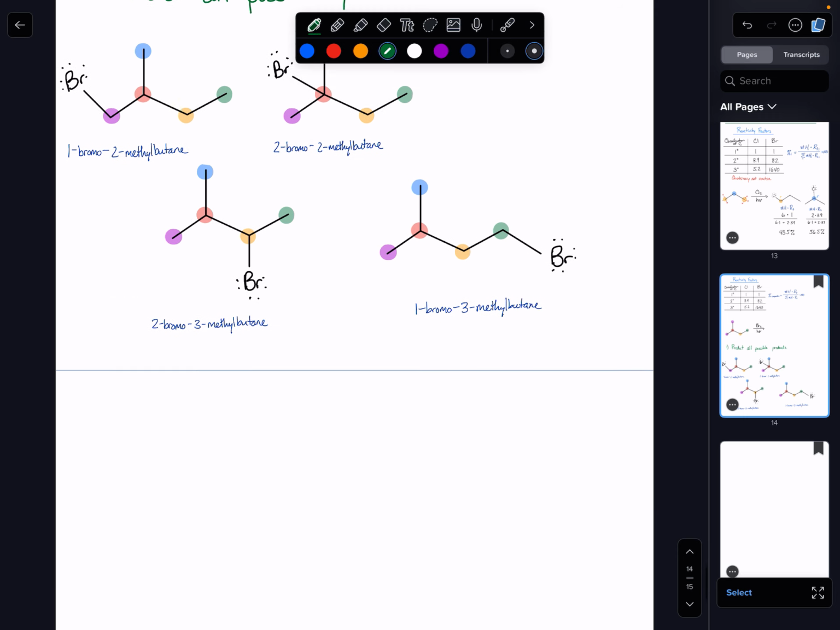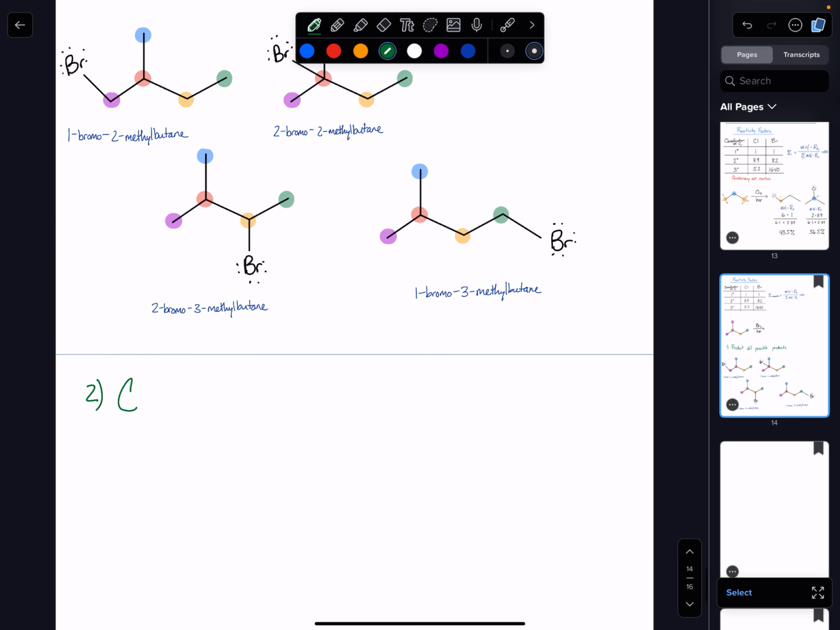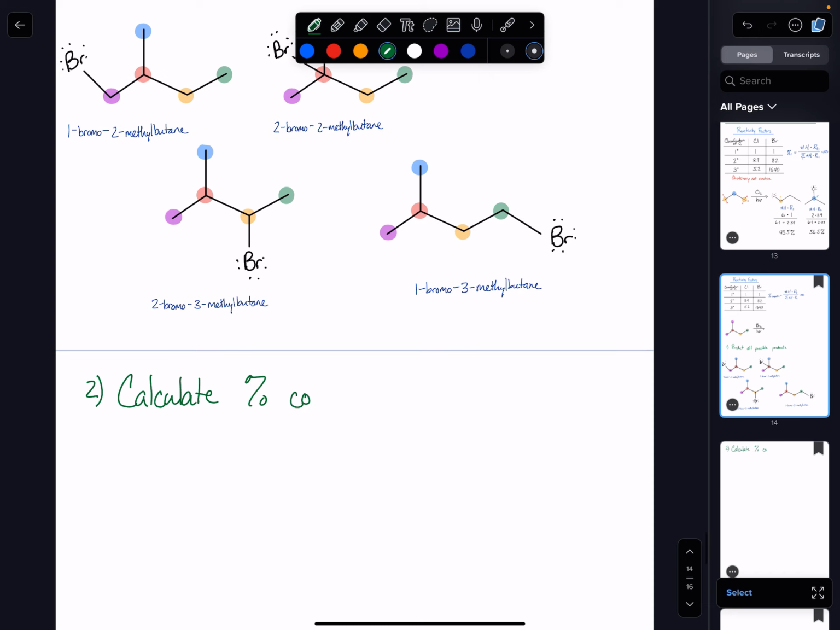So then the next step is to calculate. Really, it's like determine the major product, but to do that, we have to determine the percent composition or distribution of our products. You'll hear both of those words.